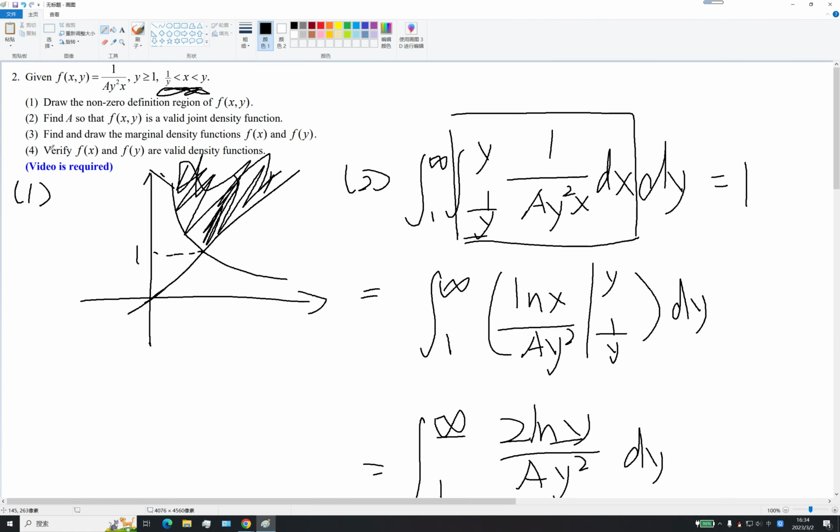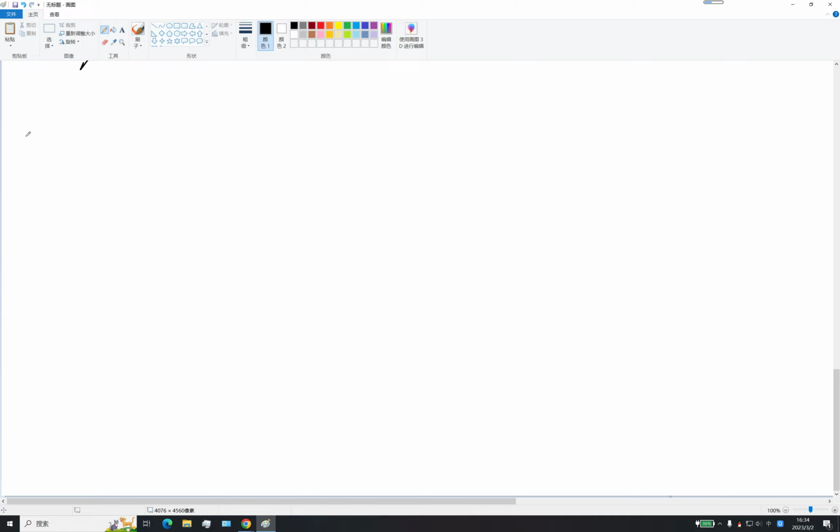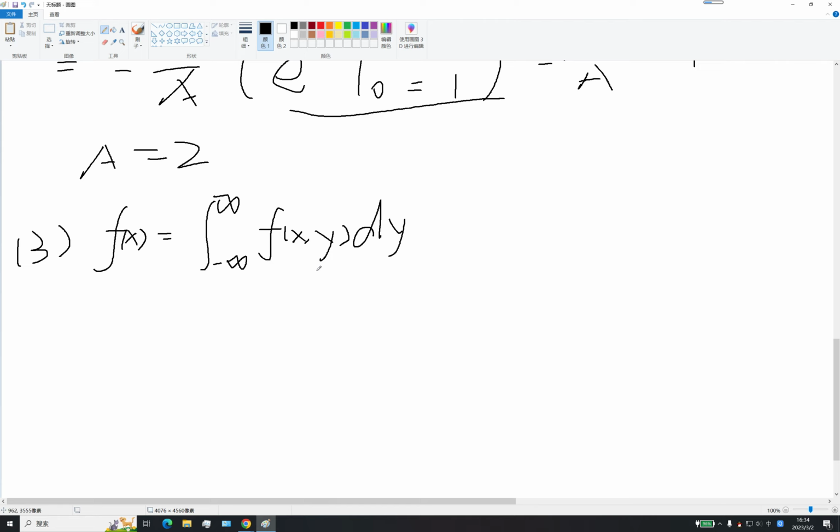Now, find and draw the marginal density functions f_X and f_Y. We know that f_X equals the integral from minus infinity to infinity of f(x,y) dy. So we take f(x,y) into this. This is the integral from minus infinity to infinity of 2xy squared dy.